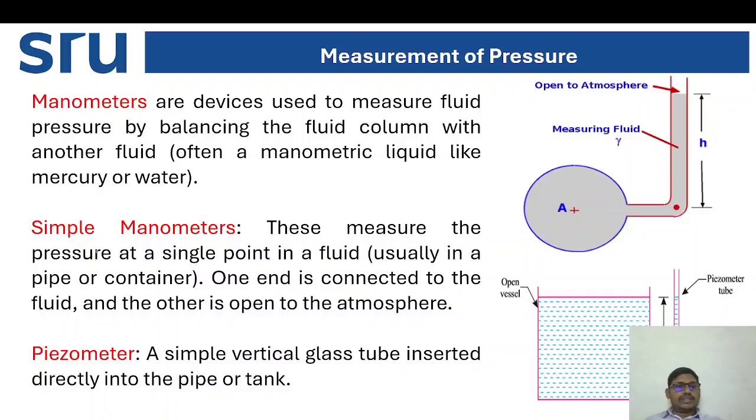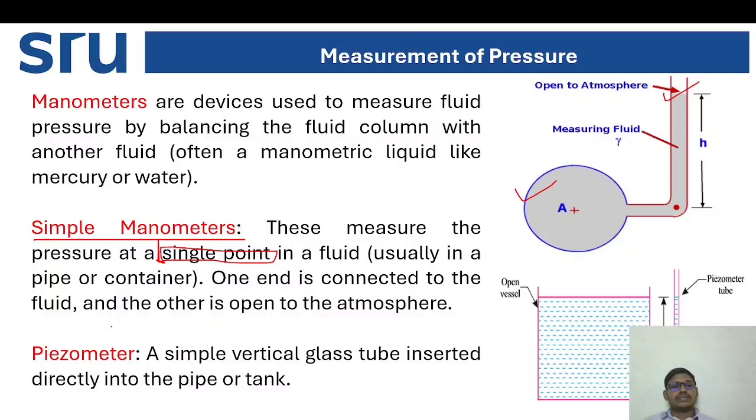So simple manometers measure the pressure at a single point in a liquid, usually in a pipe or a container. One end is connected to the fluid and the other end is connected to the atmosphere. You can see one end is connected to the fluid and another end is connected to the atmosphere.